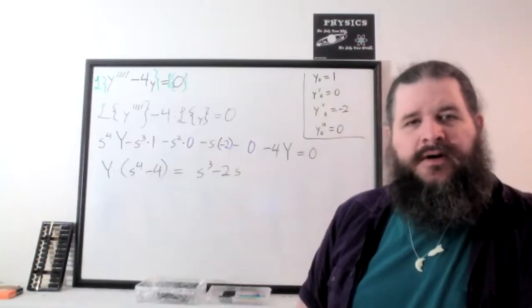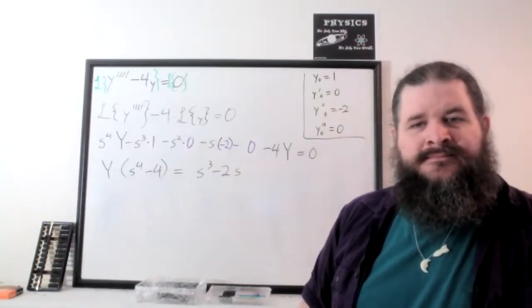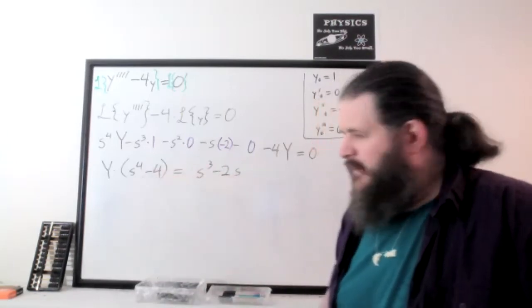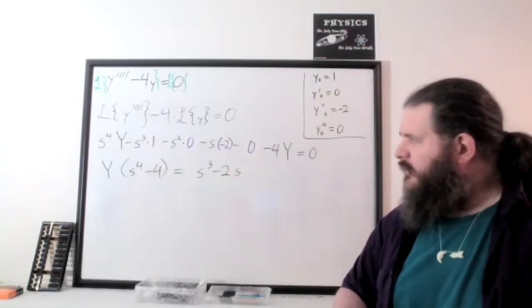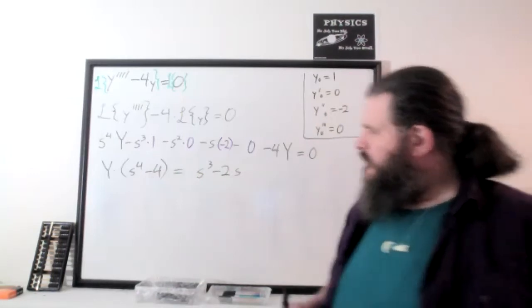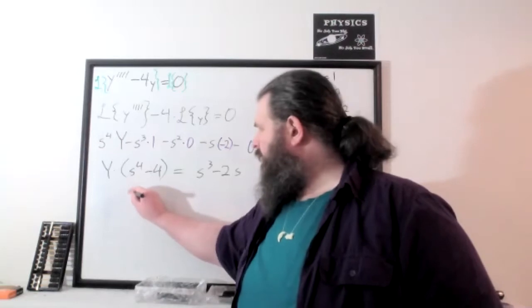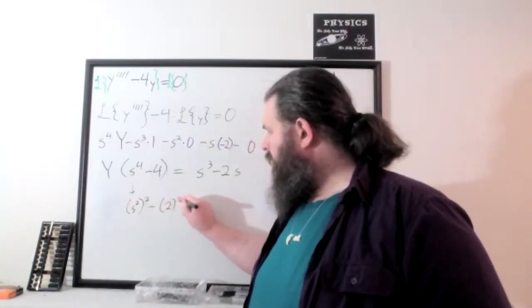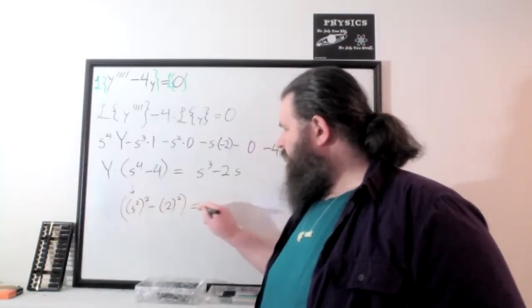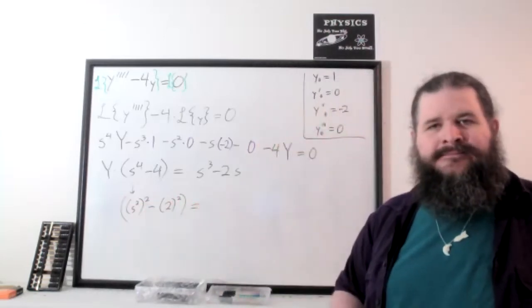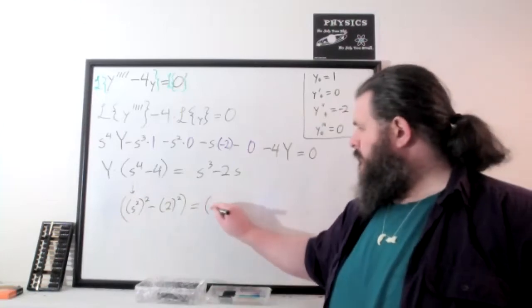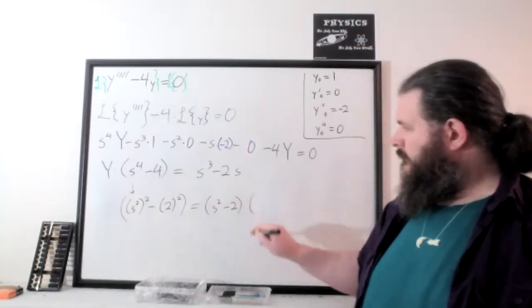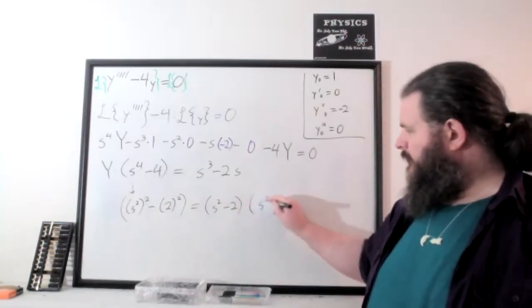Any questions on that so far? No. And we do have a 4th degree polynomial here, which may make things trickier. However, it could be written as a difference of squares, right? Because you can think of this as s squared squared minus 2 squared. How would you factor that? s squared minus 2 times s squared plus 2. Right.